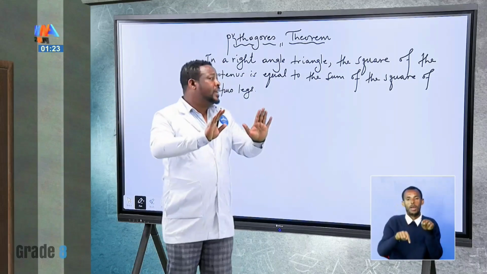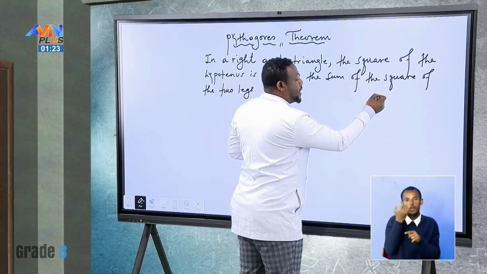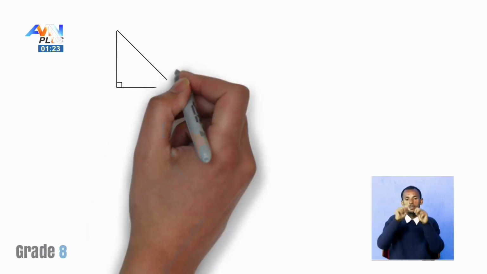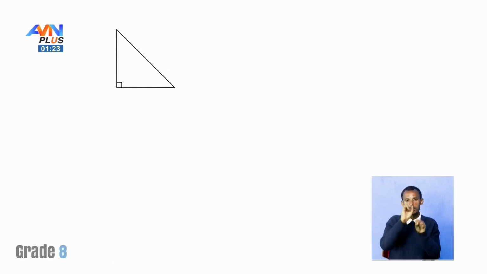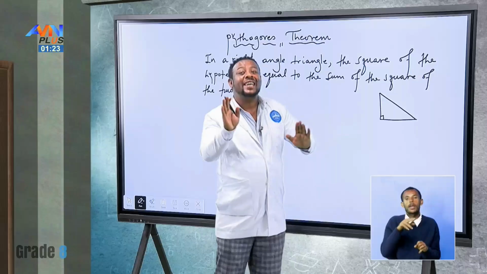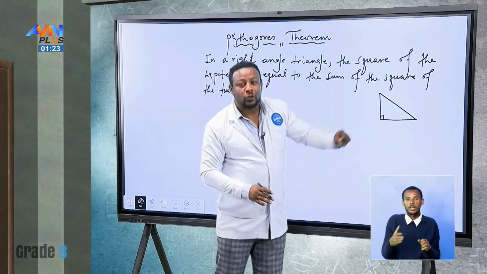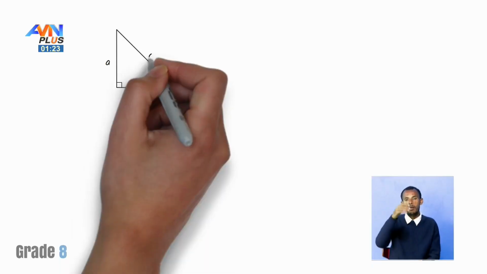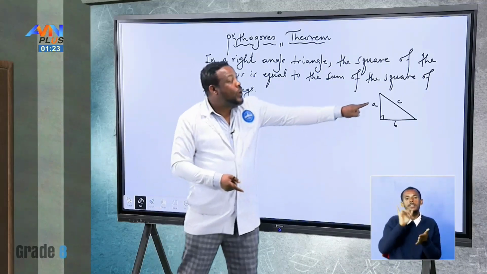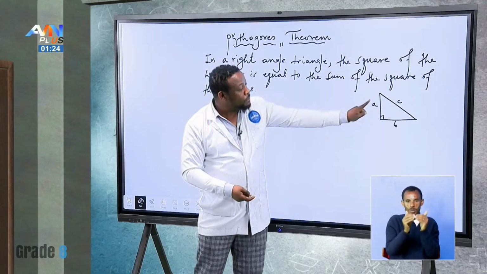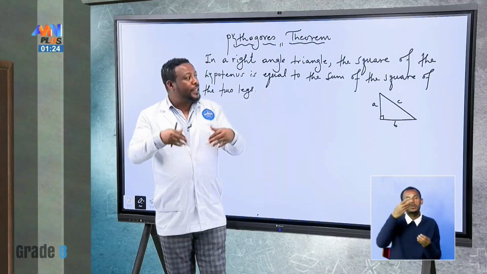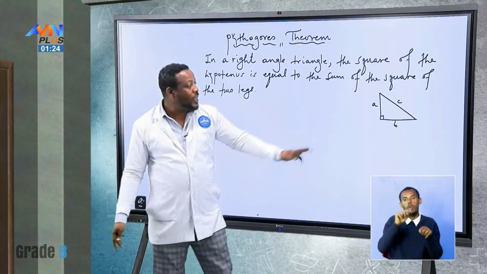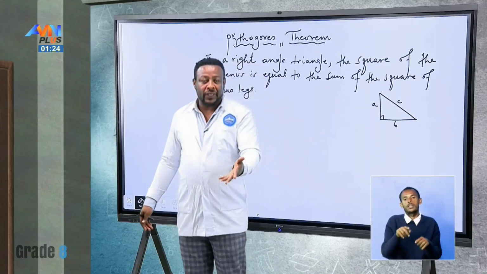That means geometrically, if you have a certain right angle triangle, say this is 90 degree, so obviously the hypotenuse is the side which is opposite to 90 degree. If you say this is length A, this is B, and this is C, this theorem is saying that the square of C is equal to the square of A plus the square of B. So the square of the hypotenuse is equal to the sum of the squares of the other two legs. These two are the legs of the triangle.